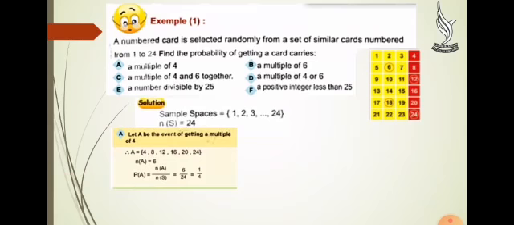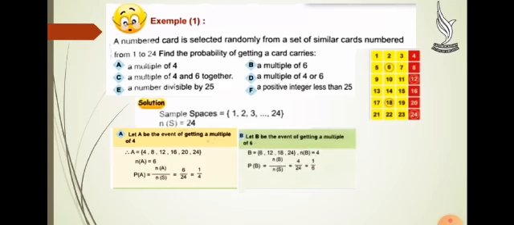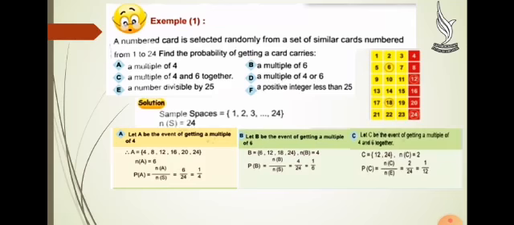Letter B, find the probability of getting a multiple of 6. Let B be the event of getting a multiple of 6. So B equals the set of 6, 12, 18, 24. n(B) equals 4. Probability of B equals n(B) over n(S), which equals 4 over 24, which is a sixth. Letter C, a multiple of 4 and 6 together. Let C be the event of getting a multiple of 4 and 6 together. C equals 12, 24. So n(C) equals 2. So the probability of C equals 1 over 12.